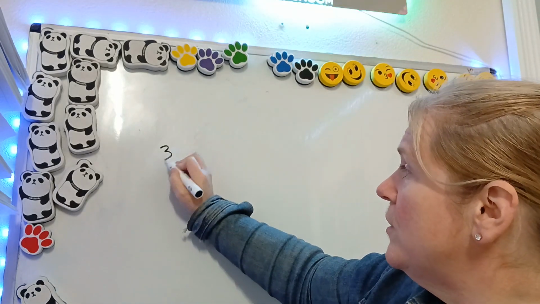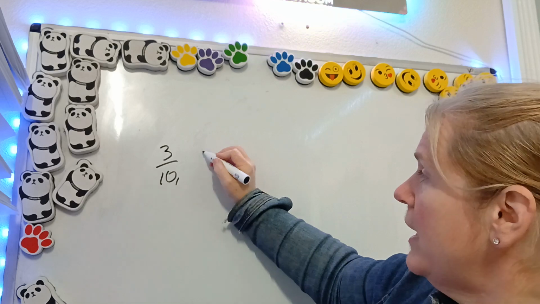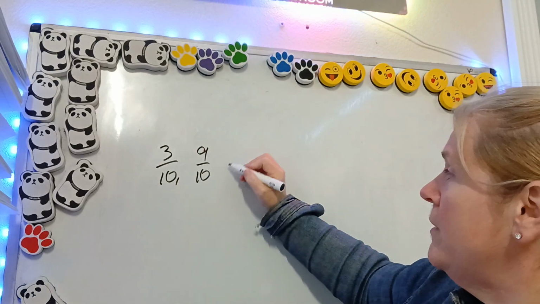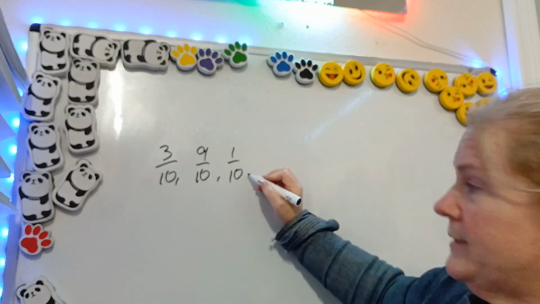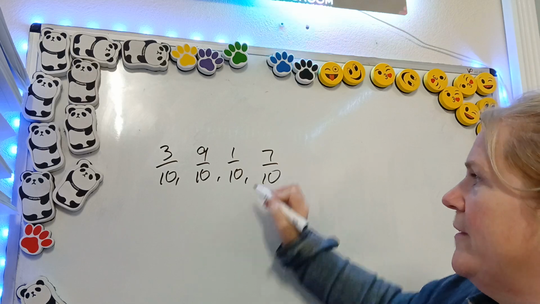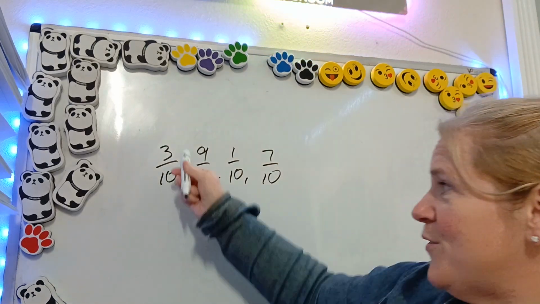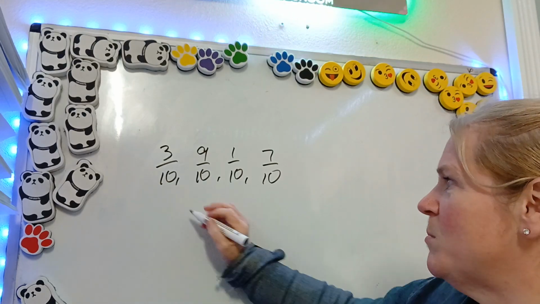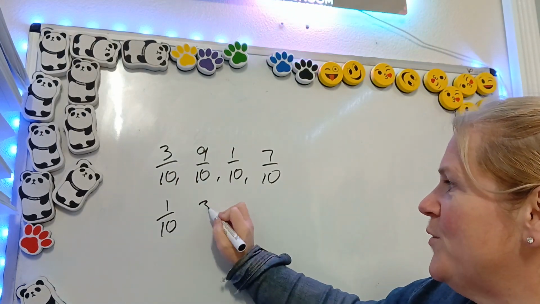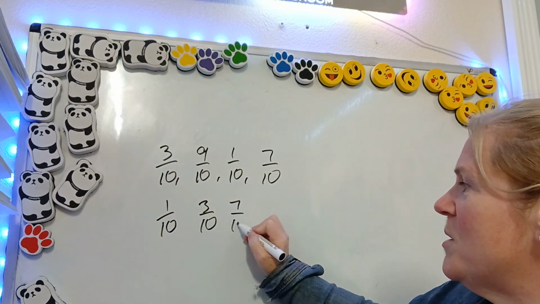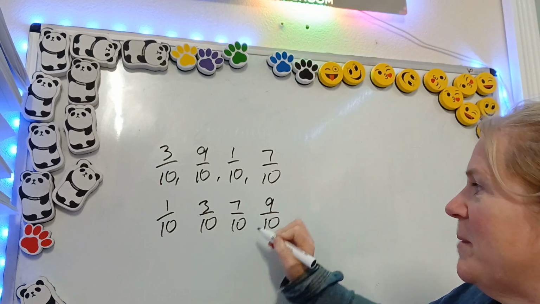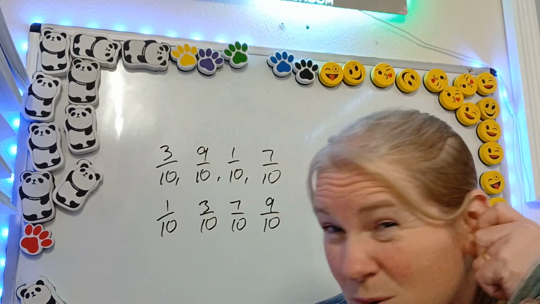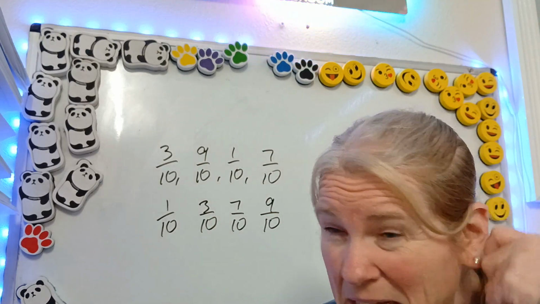If you had 3/10, 9/10, 1/10, and 7/10. Well, that's easy because they're all the same thing. 3 Mars bars, 9 Mars bars, 1 Mars bar, 7 Mars bars. Put them in order, smallest to biggest. It's going to be 1 Mars bar, 3 Mars bars, 7 Mars bars, and 9 Mars bars. That's the biggest. It's always easier whenever you picture something you like.